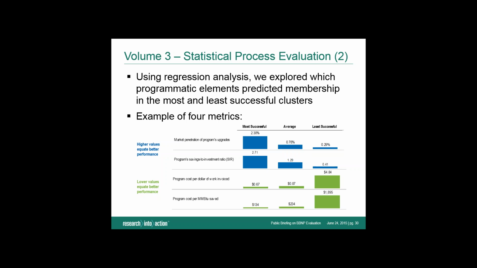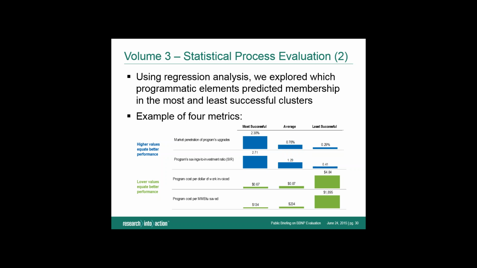The green, we looked at program cost per dollar of work invoiced, program cost per MMBTU saved, and you get the inverse relationship, that the most successful ones on average had the lowest cost for those metrics, and the average ones had the average cost, and the least had the highest cost for those metrics. So these metrics just gave us a way to cluster the grantees. The interpretation of the clusters was clear. It isn't always with that sort of analysis, but here it was very clear that you could interpret it as most, average, and least.